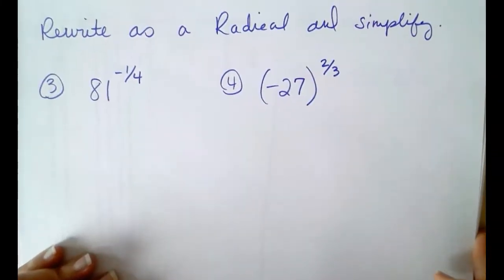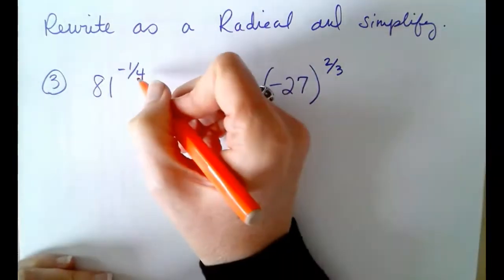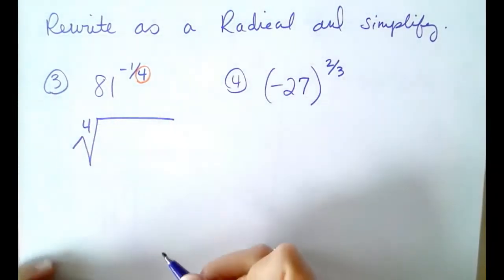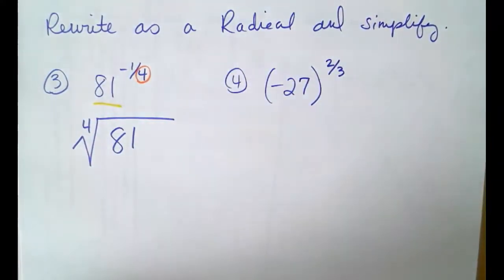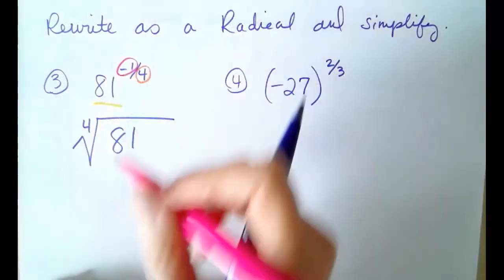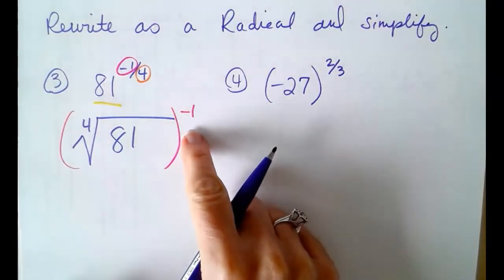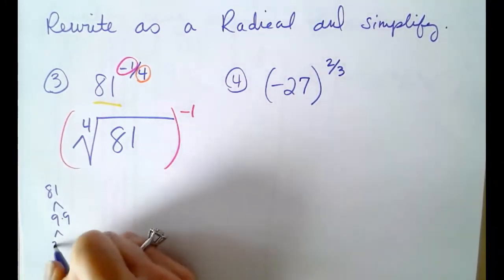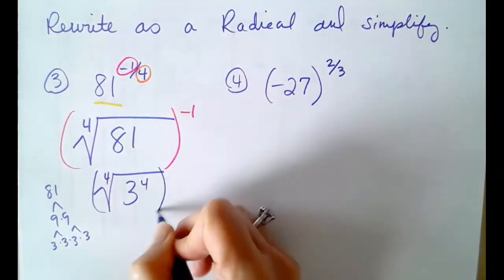Next, rewrite as a radical and simplify. So first of all, let's be reminded that the denominator of the fractional exponent will be the index of the radical. The radicand is going to be 81. It stays the same. And then, of course, we have all of it being raised to the negative 1 power. That numerator becomes the exponent. So from here, let's find the 4th root of 81. Hopefully by now you can visualize that 81 is 9 times 9, which is 3 times 3 times 3 times 3. So 81 is 3 to the 4th power.